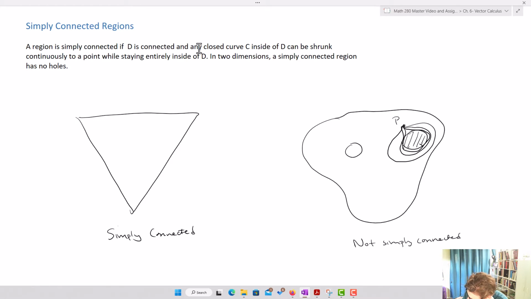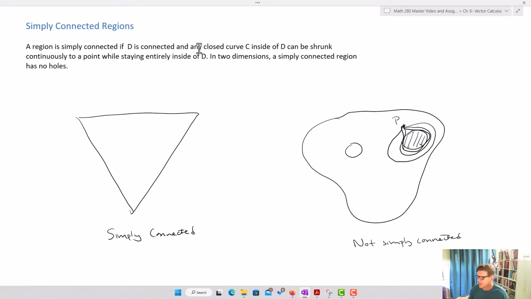It's connected, but it's not simply connected. So consequently, we've got these definitions. We've got the idea of a simple closed curve. That's going to be important. Basically, the idea is that the curve begins and ends at the same point, traverses only once, and doesn't cross over itself.